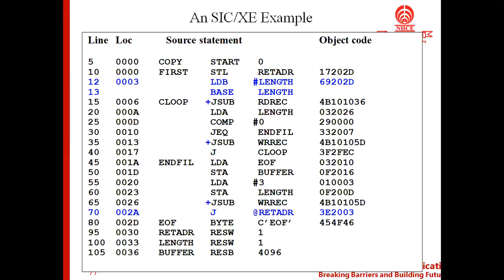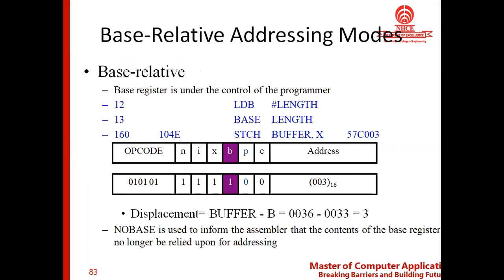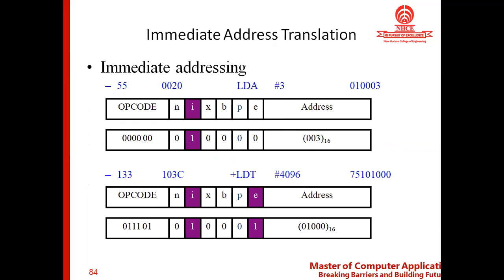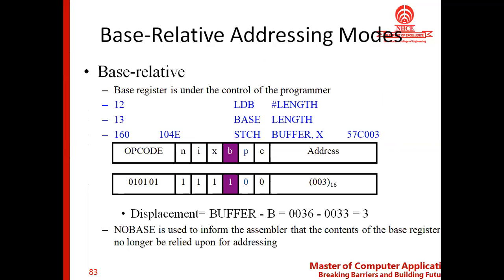0033 is the value for the base register. So if you know the value for the base register and the value of TA, then it is easy to find the value of the displacement. That's exactly what is happening in this line. Displacement is equal to buffer minus B, that is TA minus B register. So TA is 0036 minus 0033, which gives the value 3. So 003 is the displacement.